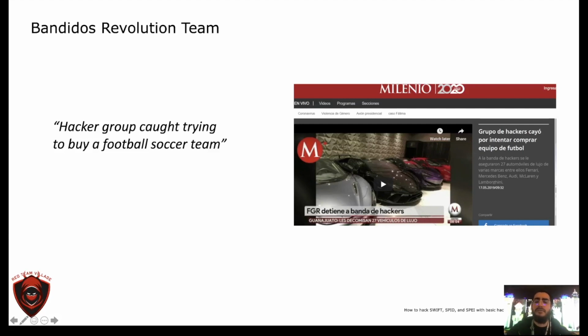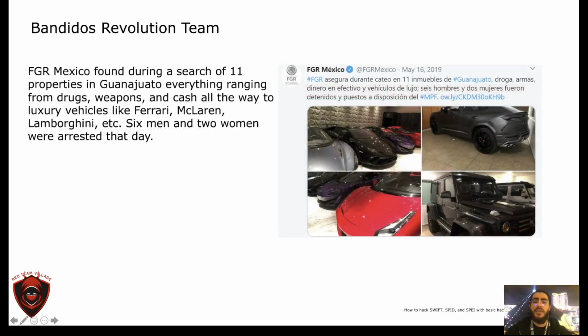Later, a financial authority started digging around the case. They reviewed the activities of an individual who owned 3 soccer teams and had the intention of buying yet another team, which is when they decided to step in. The Attorney General's office in Mexico then ordered a search of 11 properties in Guanajuato state, and they found everything, ranging from drugs, weapons, and cash, all the way to luxury vehicles like Ferrari, McLaren, Lamborghini, etc. 6 men and 2 women were arrested that day.